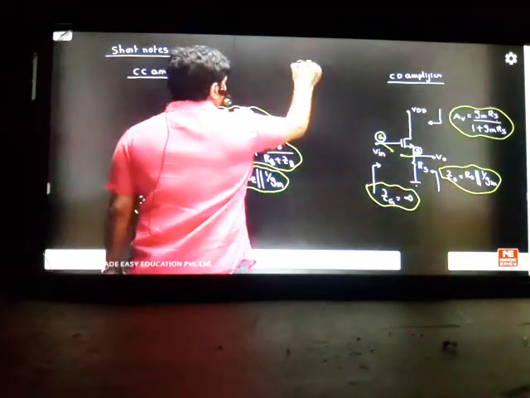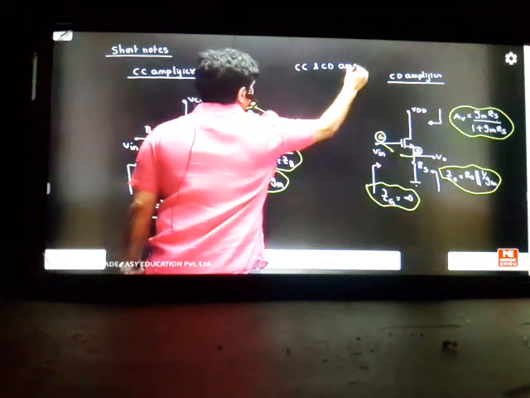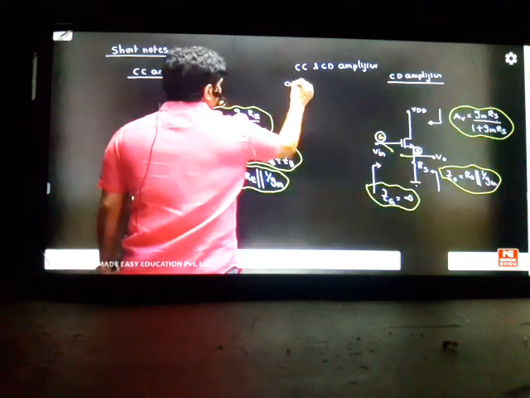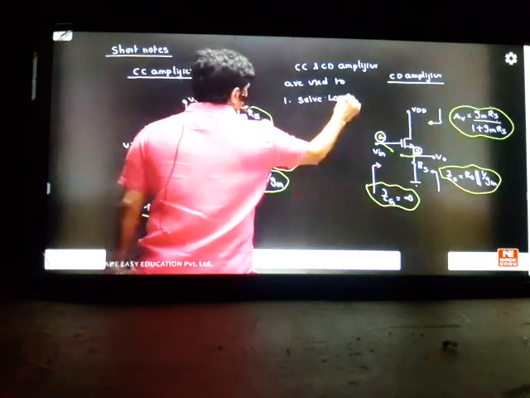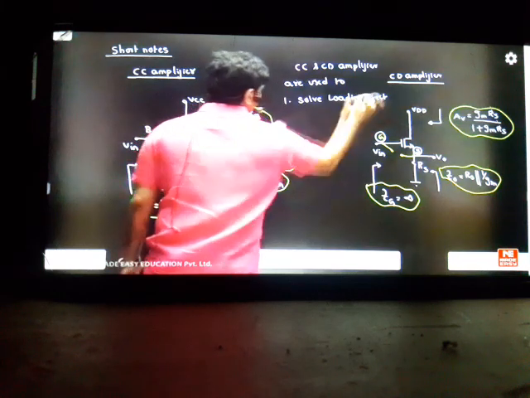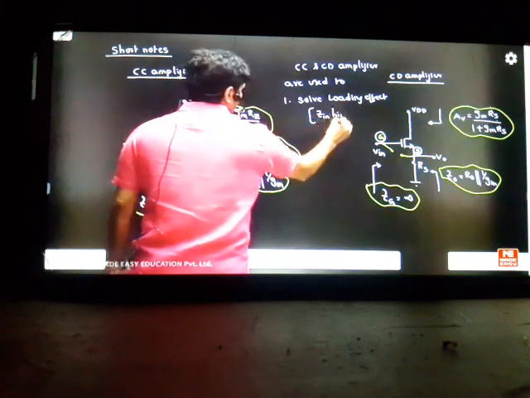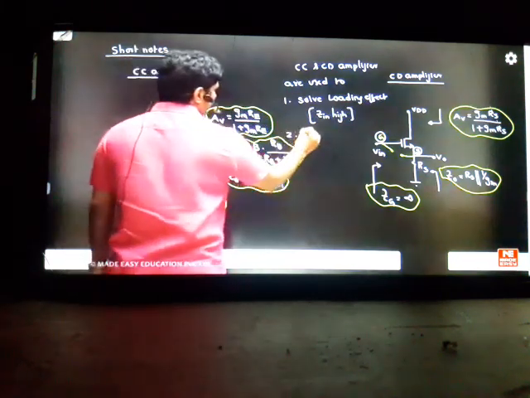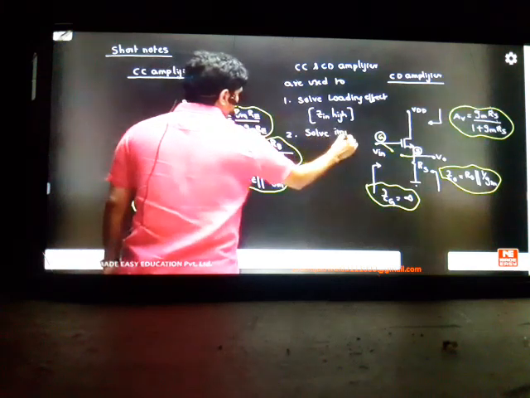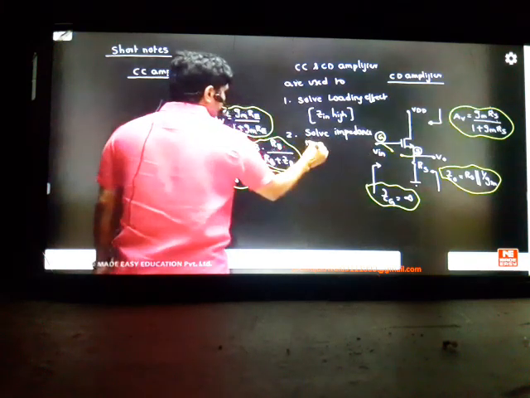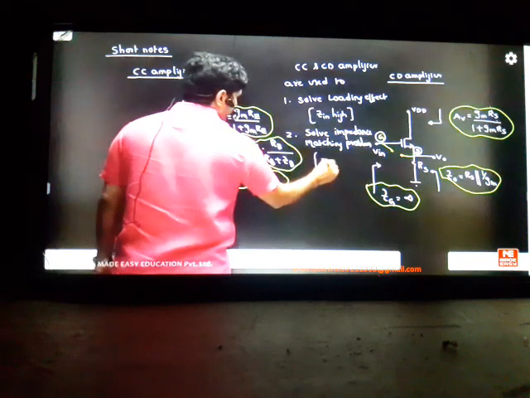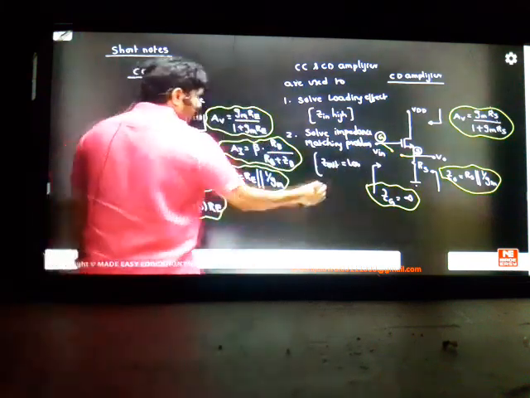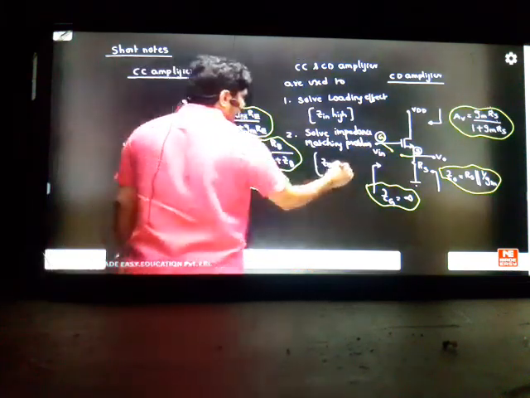So here I will write: common collector and common drain amplifiers are used to solve the loading effect. To solve the loading effect, the input impedance should be high. This is one point. Second, to solve the impedance matching problem, where we need the output impedance to be low. Your output impedance should be low for impedance matching.